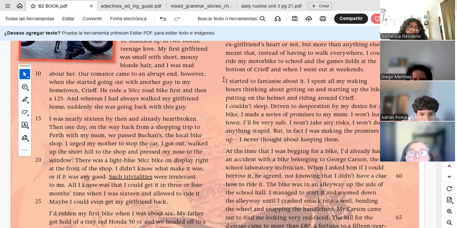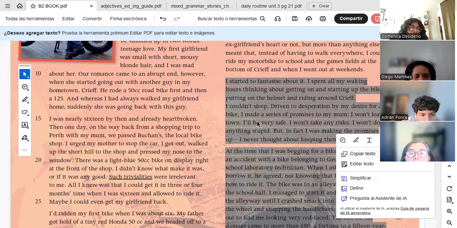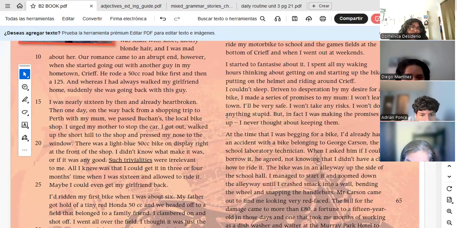I started to fantasize about it. I spent all my waking hours thinking about getting on and starting up the bike, putting on the helmet and riding around the cliff. I couldn't sleep. Driven to desperation by my desire for a bike, I made a series of promises to my mom. I won't leave town. I'll be very safe. I won't take any risks. I won't do anything stupid.